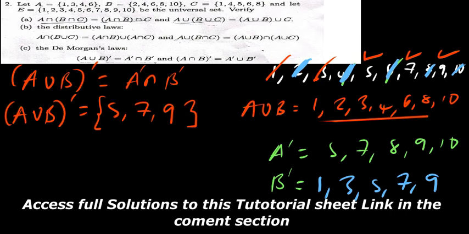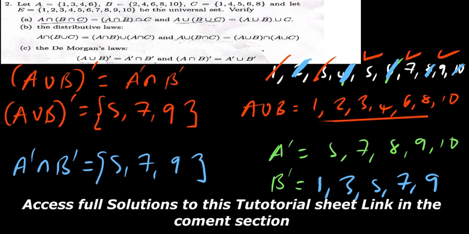So now we want to find A complement intersection B complement. The numbers that are found in both, we have 5, 7 and 9. As you can see, we have verified. This is the left hand side and this is the right hand side. So you can do the same for the other one. You are going to say A intersection B, but remove it and then see what you are going to have on the other side. It's not that difficult, guys.